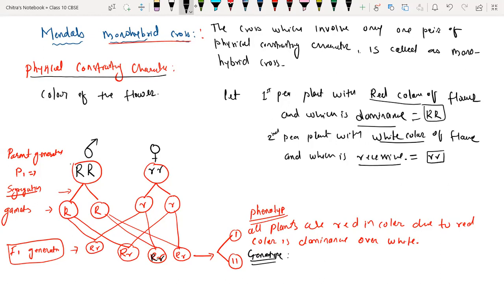So I'm writing here, their genetic combination of all the plants are hybrid. All the plants are hybrid. Is it, everyone? Yes, sir. So again, take a screenshot here.